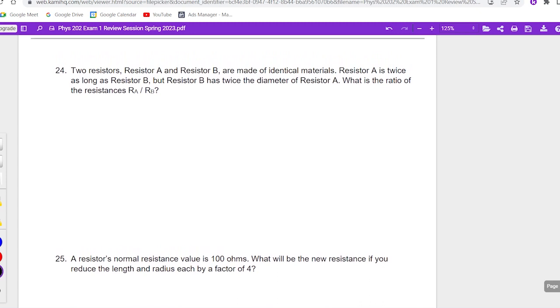So the first thing I want to say for this one is some of the things that they're telling us right from the get-go. They're saying they're made of identical materials. What they're really saying is the resistivity is the same. Rho A equals rho B. The next thing they're saying is resistor A is twice as long as resistor B. Translation, the length of A is twice the length of B. And then the final thing they say is that resistor B is twice the diameter of resistor A. I don't want to say diameter, I want to say radius, because the equation that we're going to use here for these wires is pi r squared.